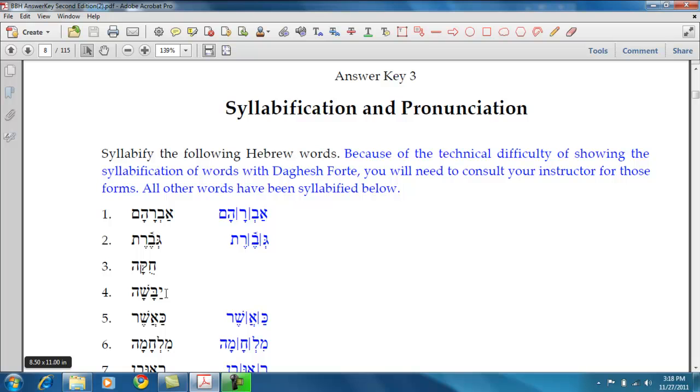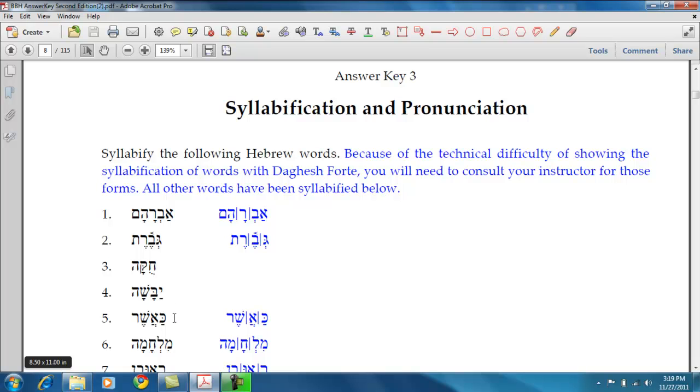Same thing with yabashah. Yabashah has the yod, the patach, and the bet. Then there's a vertical line in between the bet and the kamets, and then another vertical line, and then the shin, the kamets, and the hey. So this is 3 syllables: yab, ba, sha.